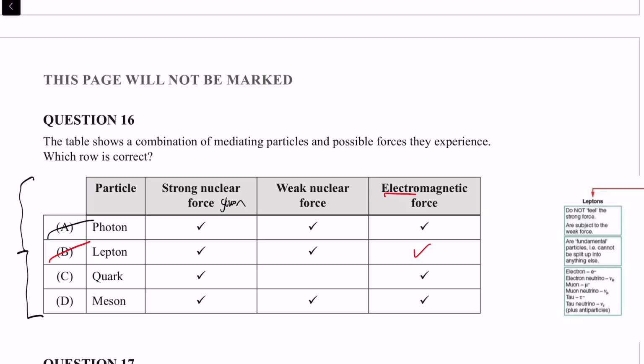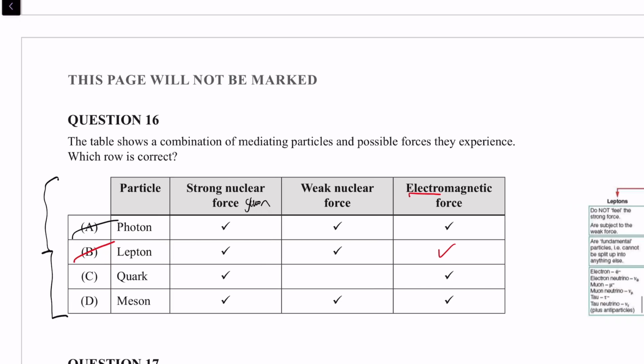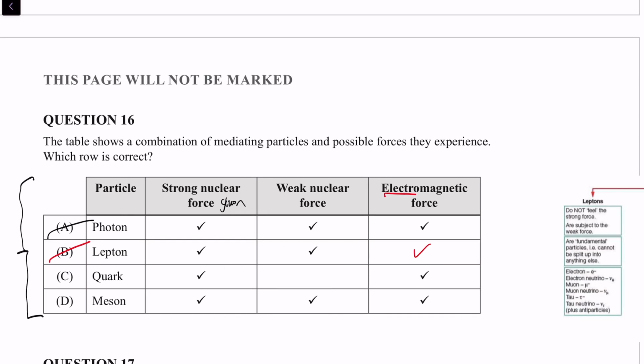Quark. It has a strong nuclear force and electromagnetic force, but everything has the weak nuclear force, so I don't know why they didn't tick it here. So that definitely is wrong. So by process of elimination, it has to be meson.